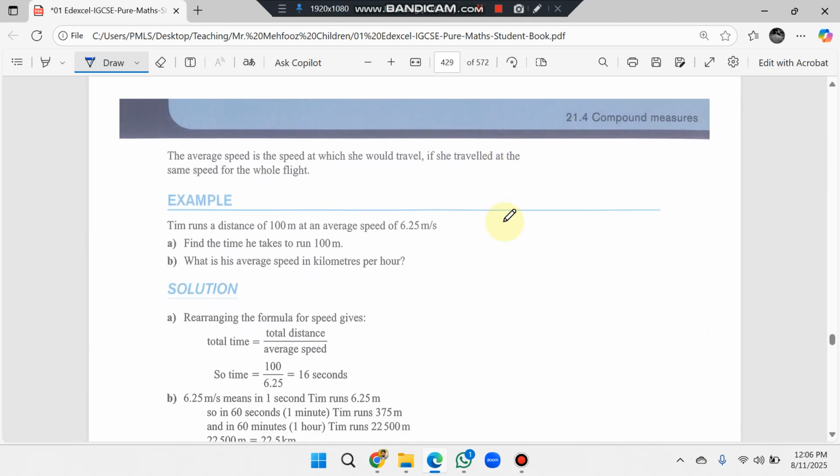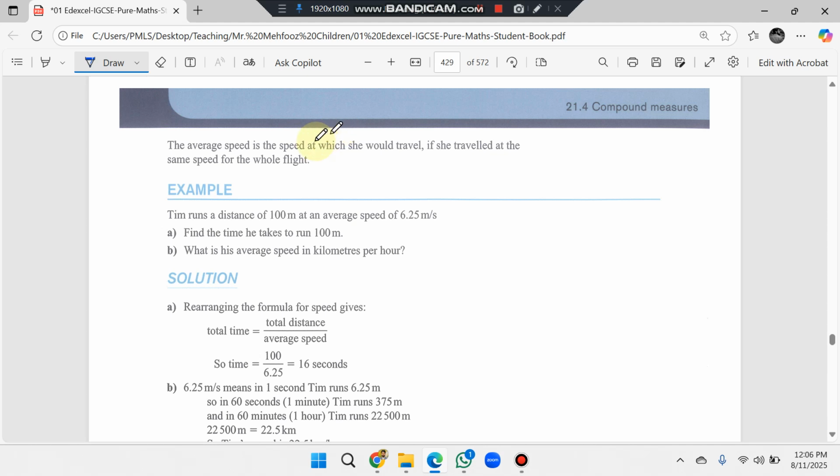Yes. Okay. Next is the average speed is the speed at which she would travel if she traveled at the same speed for the whole flight. It means that average speed is basically that speed if the whole flight travels at the same speed. This is called the average speed.